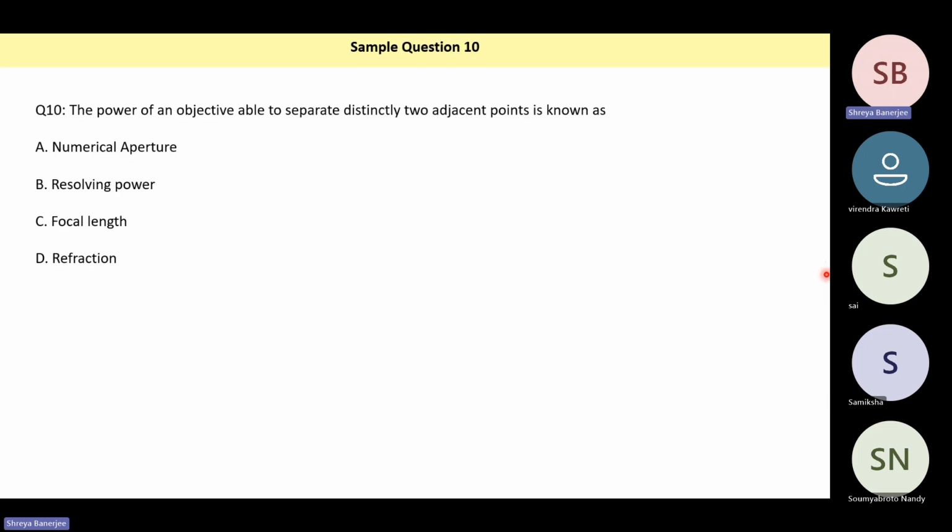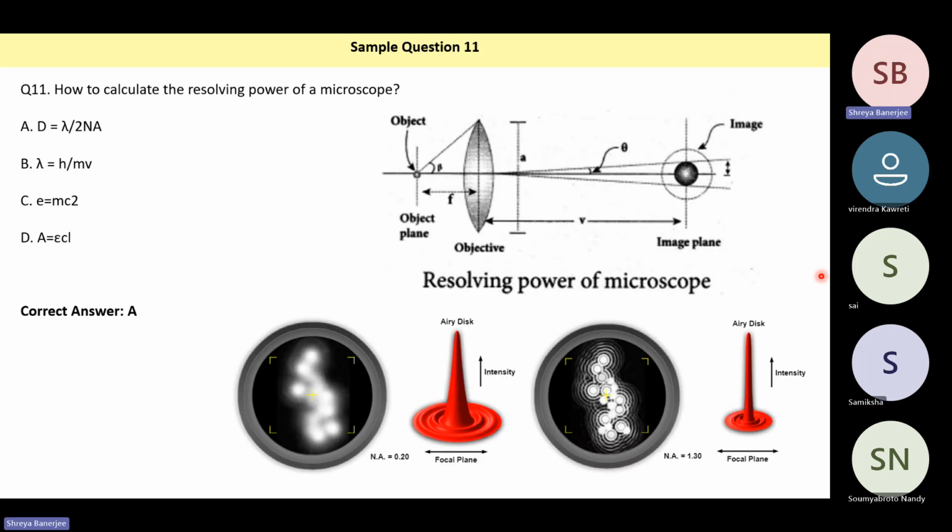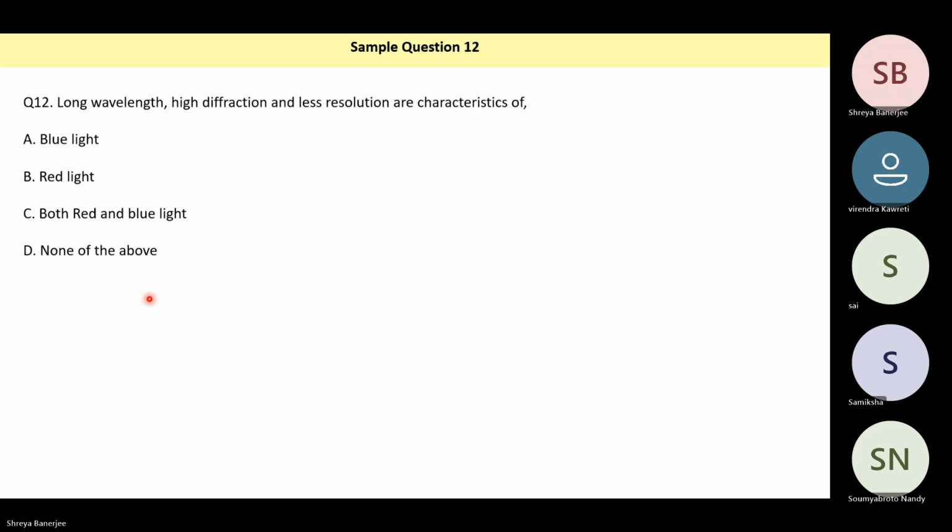The next question is asking, the power of an objective lens to separately distinguish two adjacent points is known as what? Resolving power. Yeah, we just saw that. It's resolving power, that is B. Then it is asking the formula for the resolving power of a microscope. Option A. Yeah, that also we saw, the resolving power of a microscope is lambda by 2 NA, where NA is the numerical aperture. And I think we have one more question for today.